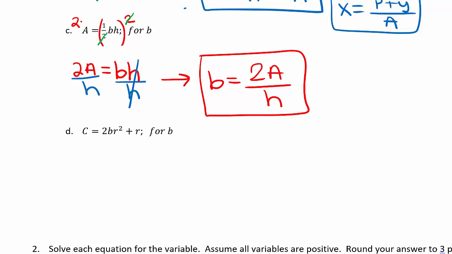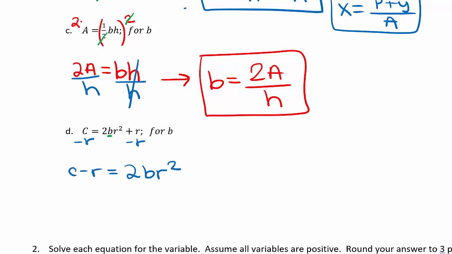All right, let's do one more that's similar. In example D, we are also solving for b. This problem at first glance looks a little bit more complicated, but it's actually very similar to what we've already done. The first thing we want to do is get the term that has the b in it by itself. That means I have to get rid of that plus r. I'm going to do that by subtracting it from both sides.